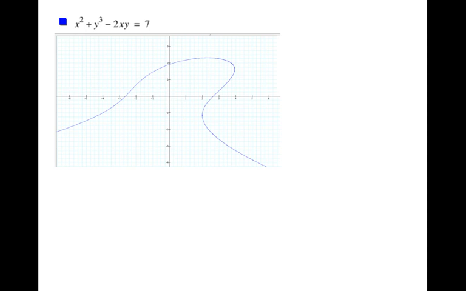Okay, so new topic here. If you were to put this equation into a graphing calculator, it would show you this. Why? So this is x squared plus y cubed minus 2xy equals 7. Okay? Is this equation just kind of like the name of this curve? Is that all it is? Why does it show you that curve when you put in that equation? What do you think? Talk to the person next to you. Go.